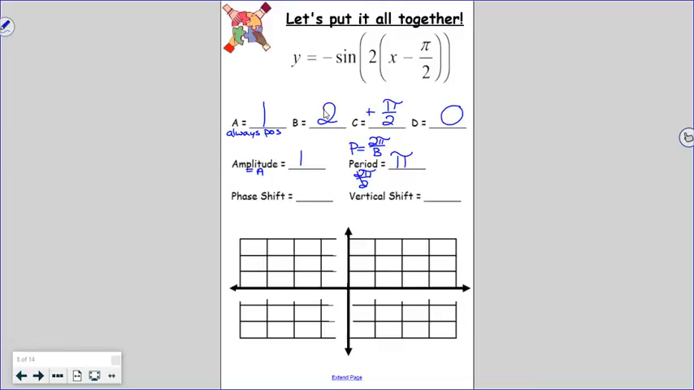Phase shift, A, B, C, or D? C. And is it the same, or do I need to change it? It's the same as C. Yep, opposite of our equation. It's the exact same as C, which was pi over 2. Okay?